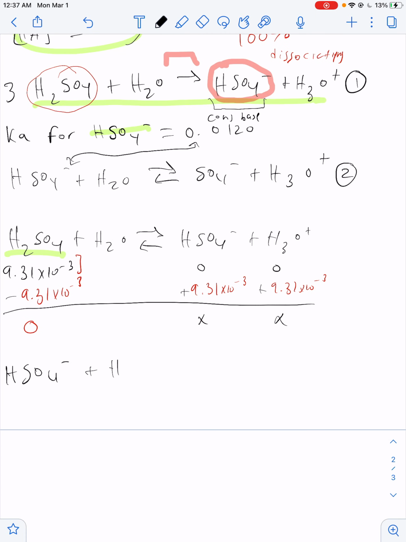HSO4 minus plus H2O goes to SO4 minus plus H3O plus. Second equation. And we need to do an ice table for this one as well, right? Ice table. Initially, we have 9.31 times 10 to the negative 3 of HSO4 minus. This value right here, it came from right here. We calculated it, right? HSO4 minus. Then this is 0.